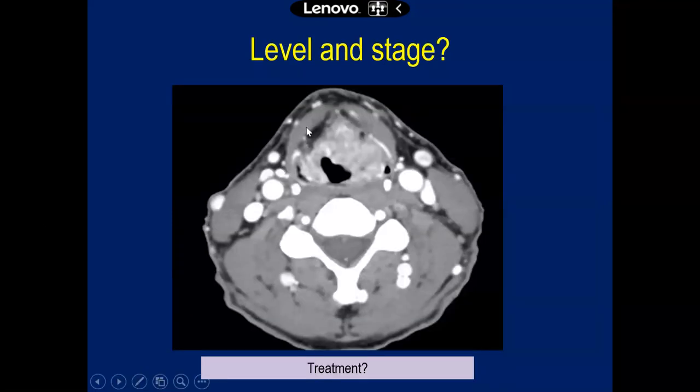This is at the level of which level? This is at the level of the supraglottis. You can see a very enhancing lesion involving the pre-epiglottic space, aryepiglottic fold on both sides, involvement of the piriform fossa and the paraglottic fat on one side. So it is a T3 disease.